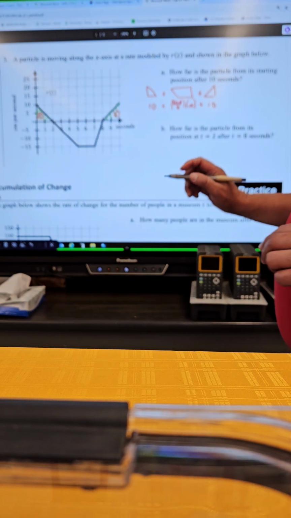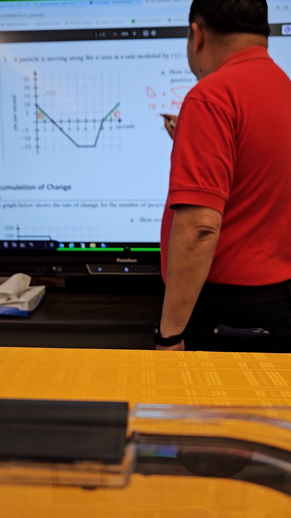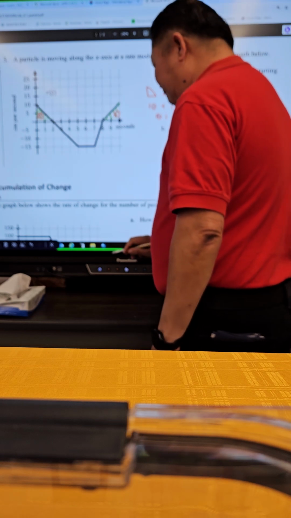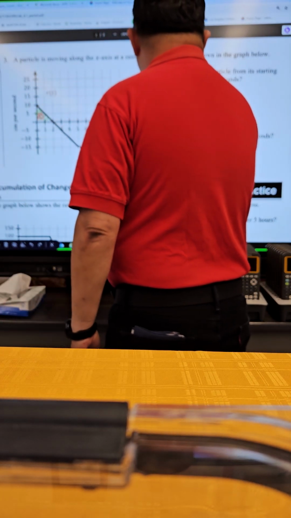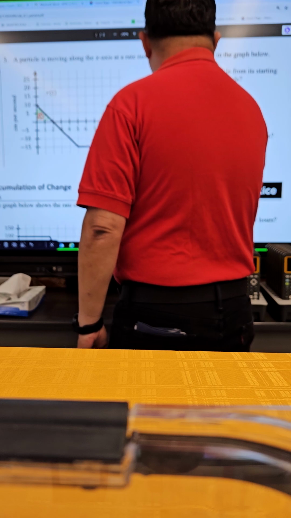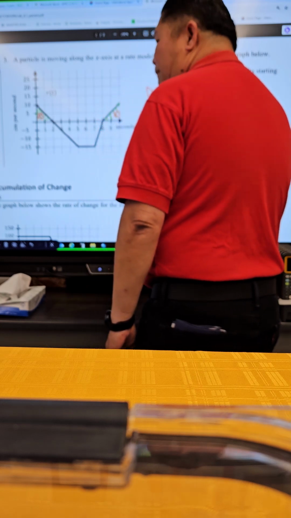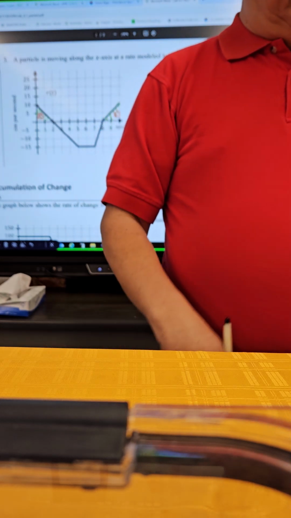Okay. 6 plus 2 over 2 is 3. No, why is it negative? 4 times negative 15. That's the height. It's just negative. You just have less over.